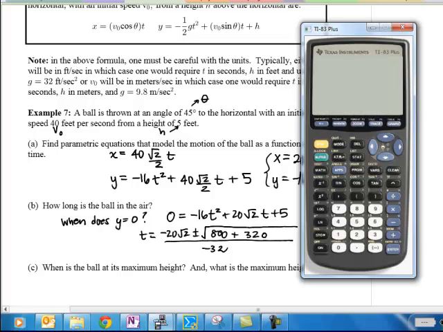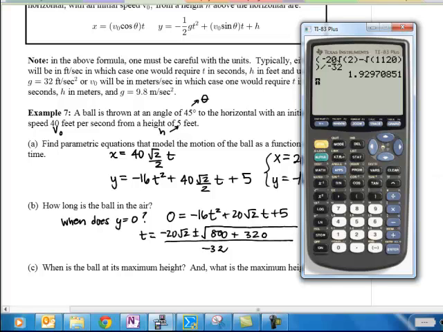So negative, this and all in parentheses, negative 20 times the square root of 2. Let's try the minus first. Negative square root of 800 plus 320 would be 1120, divided by negative 32. So like 1.93 seconds to the nearest hundredth.